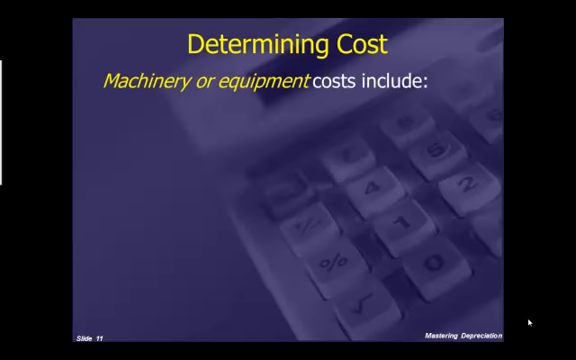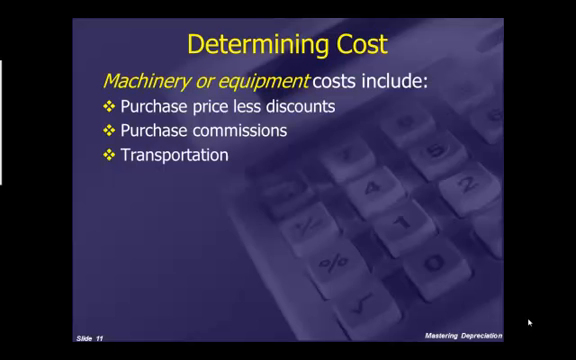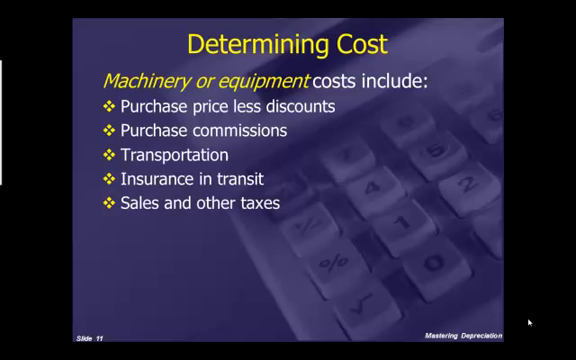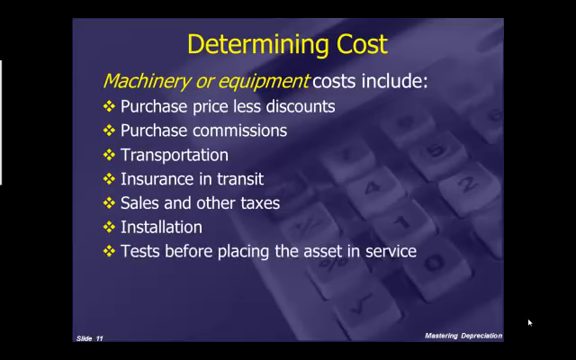For machinery or equipment, costs include the purchase price less any discounts, purchase commissions if there are any, transportation to get the machinery or equipment to the place of intended use, insurance on the machinery or equipment while it is in transit, while it is going from one point to the business that has purchased it, sales and other taxes related to the purchase of this machinery or equipment, installation costs, and any tests that are necessary before placing the asset in service to make sure that it is ready, that it is properly operating.